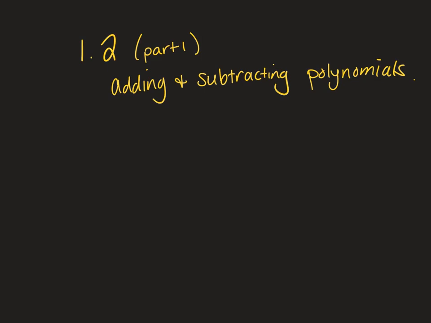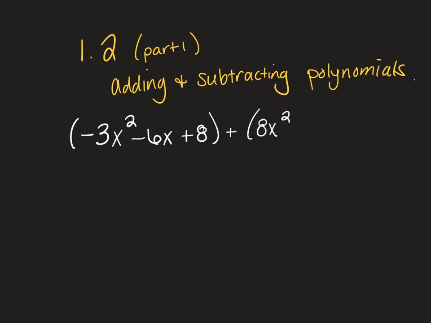All right, so we're going to start talking about adding polynomials. Let's look at this example here of negative 3x squared minus 6x plus 8 plus 8x squared plus 7x minus 14. When you're adding polynomials, the parentheses around them that separate out your polynomials really don't matter, so we're just going to get rid of them because we can ignore them.